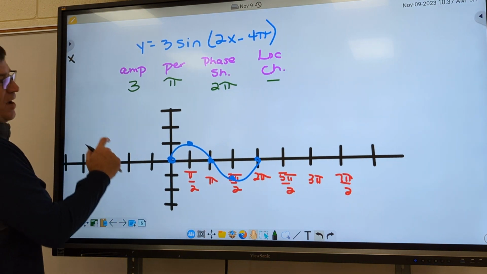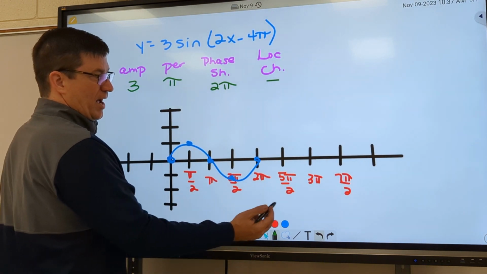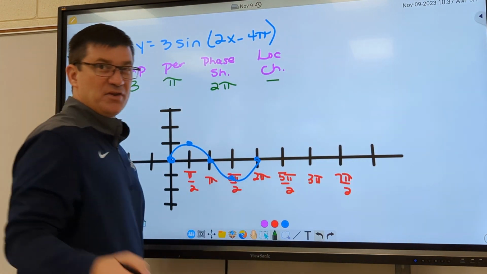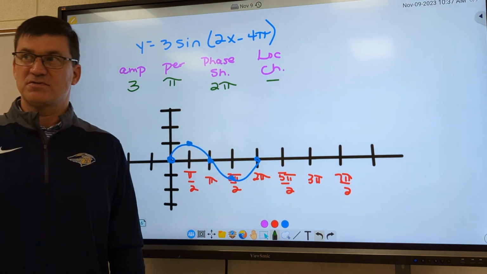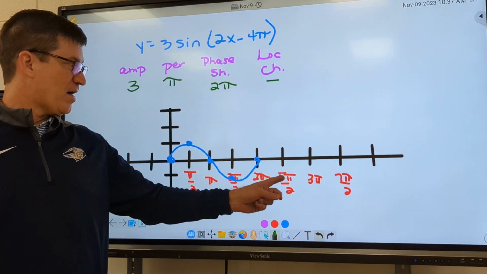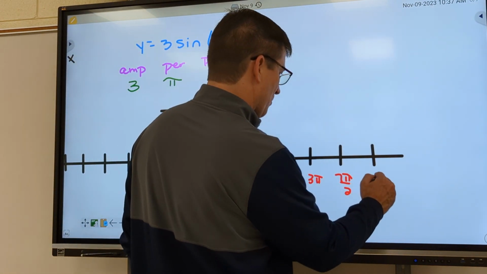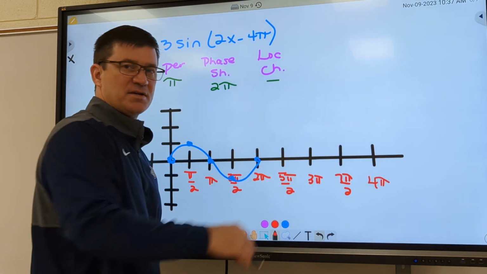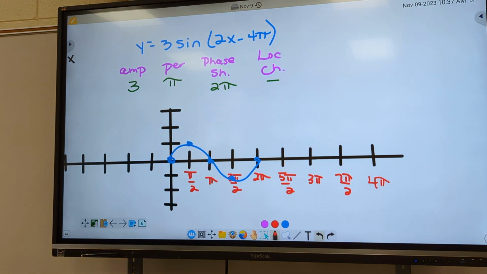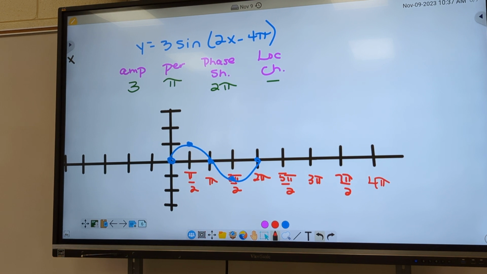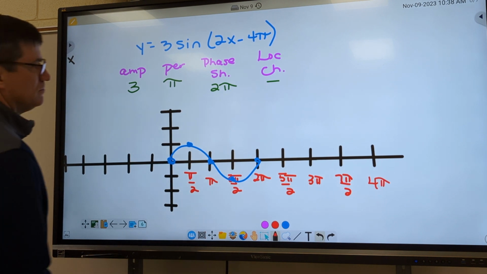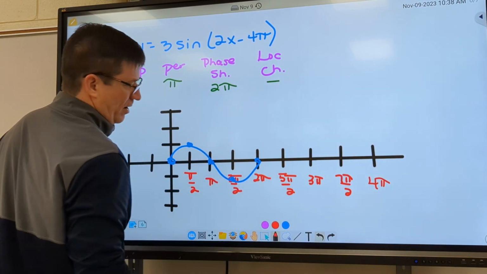I hope y'all have enough room. If not, I had to draw a couple more spots down here. I think you're going to have to draw a couple more spots on yours. So I made this one 5 pi over 2, 3 pi, and 7 pi over 2. And the next one will be 4 pi. Draw those extra spaces for me on your graph, please.